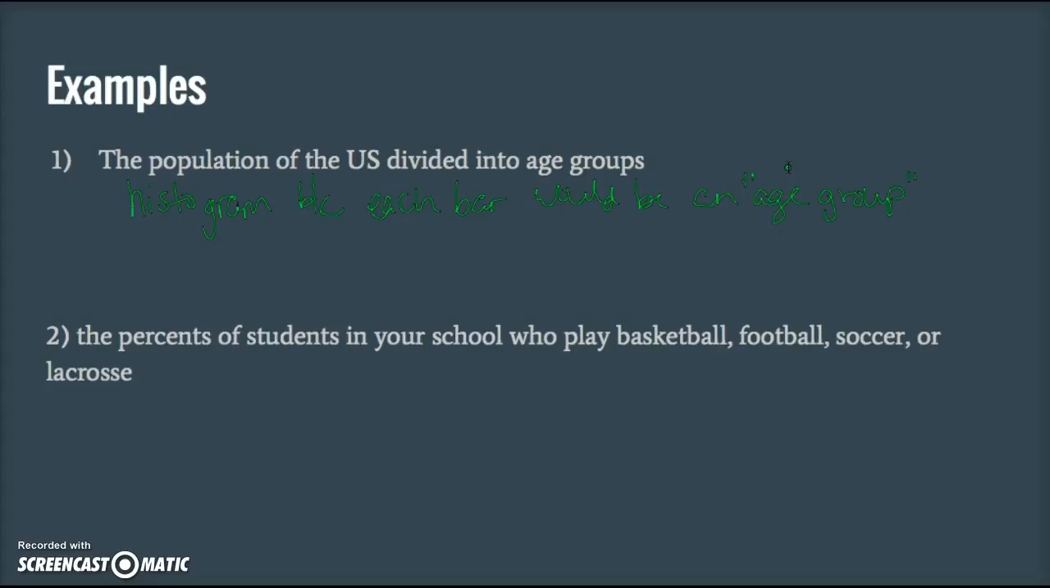Okay, example number 2, the percents of students in your school who play basketball, football, soccer, or lacrosse. The key thing that I want you to notice here, the key word is the word percents. Anytime you have percentages, you are always going to be looking at making a circle graph because that percent shows a part of a whole.